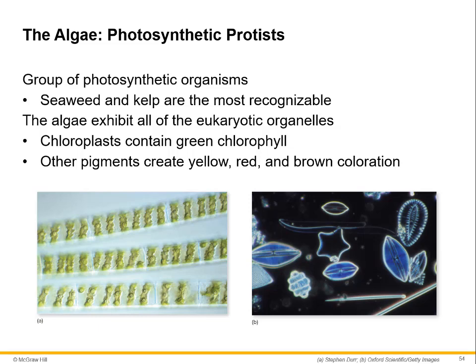They exhibit all kinds of eukaryotic organelles. They contain chloroplasts, which have green chlorophyll, the pigment chlorophyll. Other pigments will create yellow, red, brown colorization. And so that coloration is one of the ways that we identify the different types of algae. The phyla, or divisions of algae, have been developed as a result of their coloration.